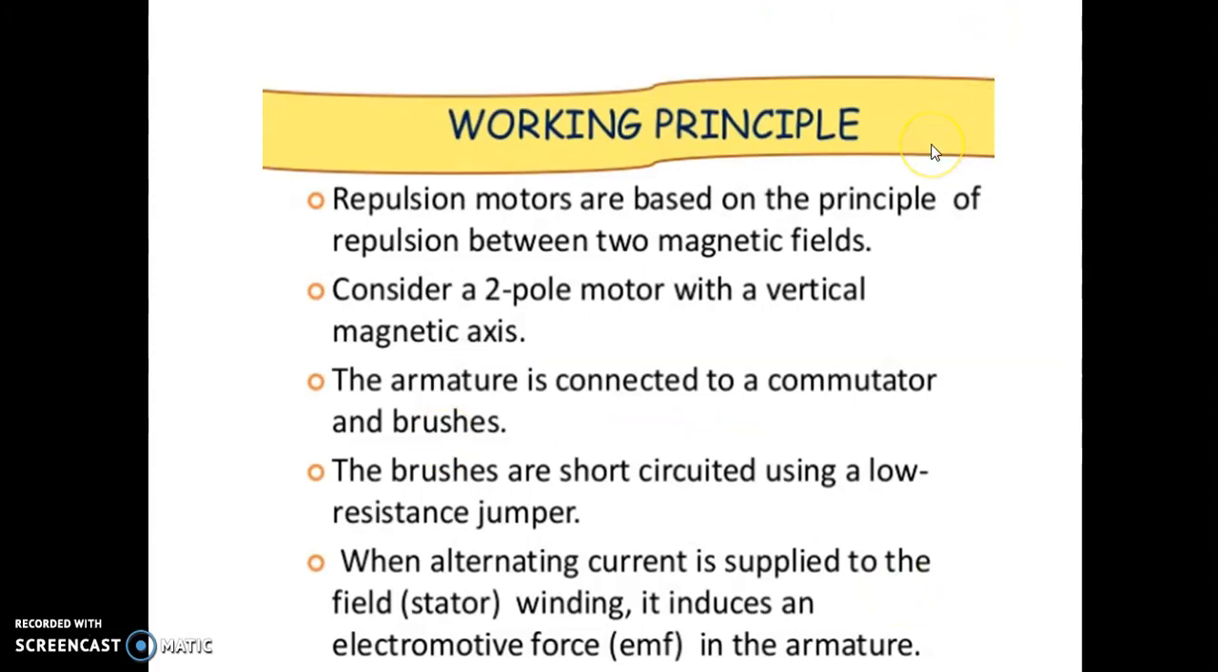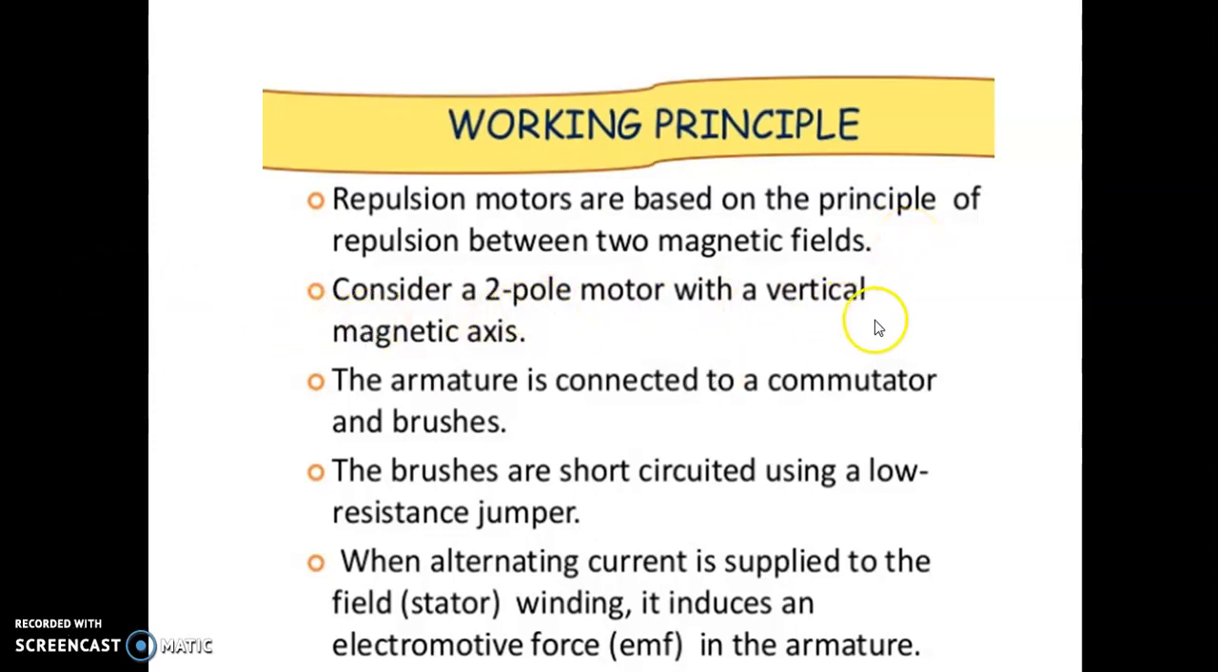Now let us discuss in detail the working principle. Repulsion motors work based on the principle of repulsion between two magnetic fields. Whenever the stator winding is energized, a revolving magnetic field is produced, and because of this a flux is induced, and this flux links the rotor winding, and a rotating magnetic field is produced in the rotor also. Whenever the stator rotating magnetic field and the rotor rotating magnetic field have a repulsive force, a repulsion torque is exerted, and this torque is essential for the rotation of the rotor.